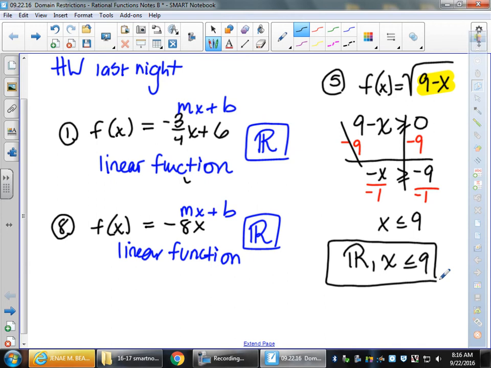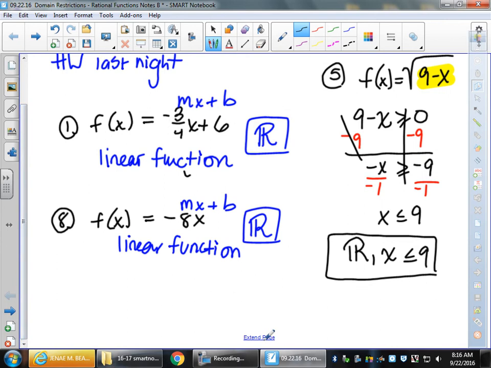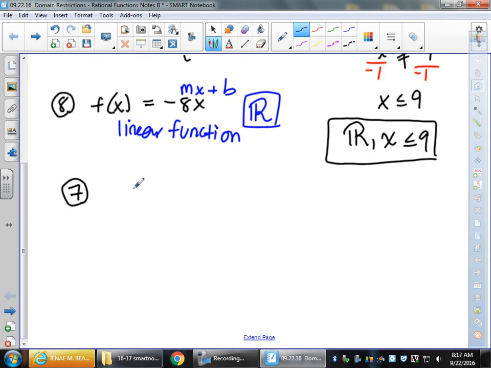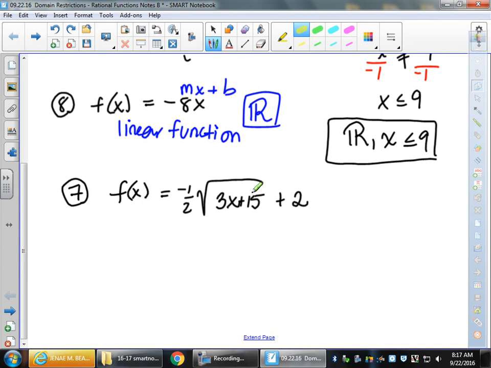Would anyone like to see 7, or we're all set with that? Number 7. And then we're going to start our new discovery. F of x equals negative 1/2 root 3x plus 15 plus 2. What part of this do I pay attention to? Good job. Just what's underneath the root.